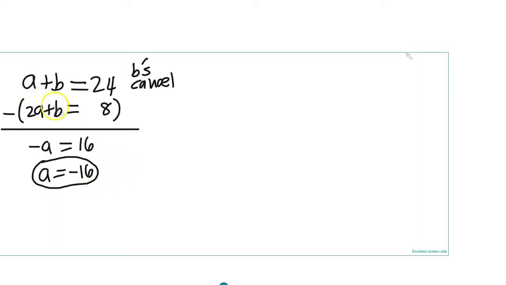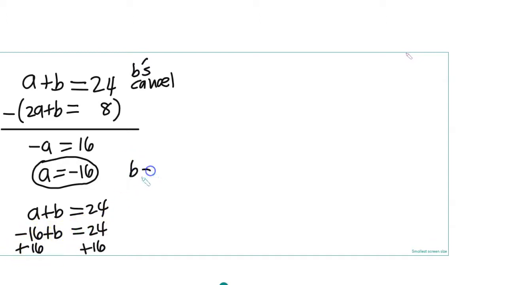And then now you can go back into either of the equations. So let's go back to, let's say, a plus b equals 24. But now we know a is negative 16. So negative 16 plus b equals 24. And then what we can do is we can say, well, b, just going to add the 16 over. So b equals 40, right?